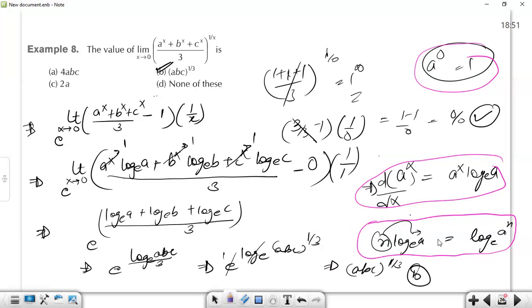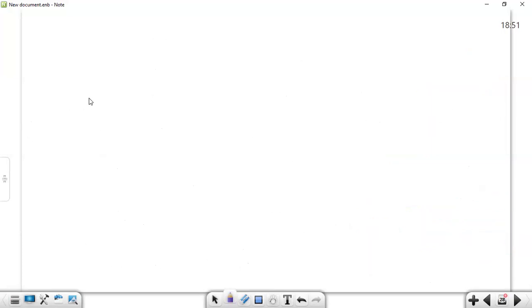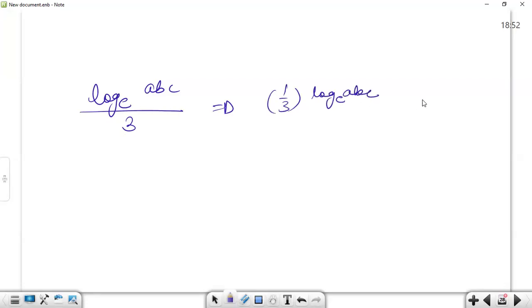Sir, 1 minute, sir. Can you explain from here, the e power log of abc power 1 by 3? Okay, so here what we have done is, logarithm of abc by 3. Sorry, I miswrote it. Logarithm of abc to the power 1 by 3, so we can rewrite it as 1 by 3 multiplied by logarithm abc.